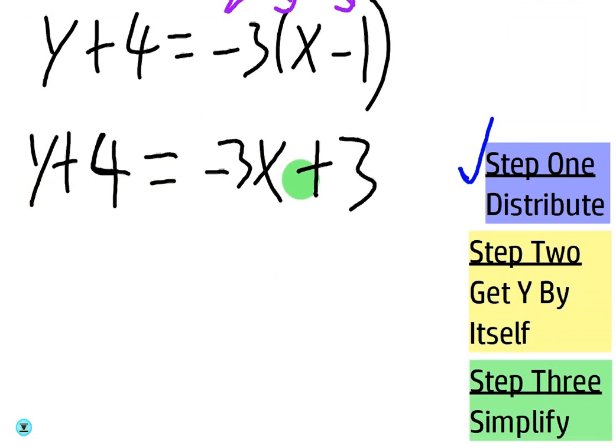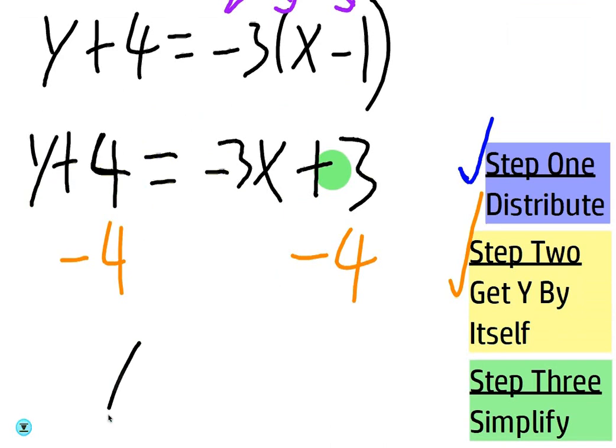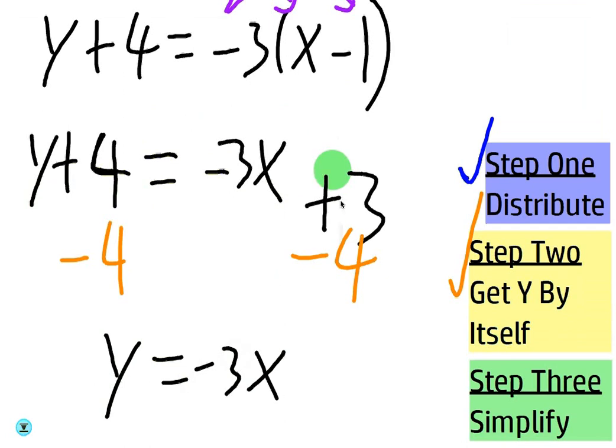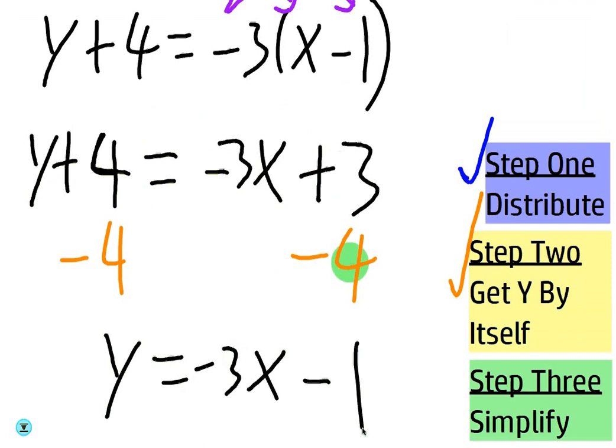Okay, next step is also simple. Get y by itself. So what do we have to do to get y by itself in this equation? Good, thank you. Subtract 4 from both sides. That's important. Might as well put the minus 4 under the 3 because that's what we're going to be combining. So we get y equals negative 3x. And then what's 3 minus 4? Negative 1. Good. I was hoping you didn't say minus 7. That would be negative 3 minus 4. You should ask me. And then simplify. Well, it's simplified. So this is our answer.